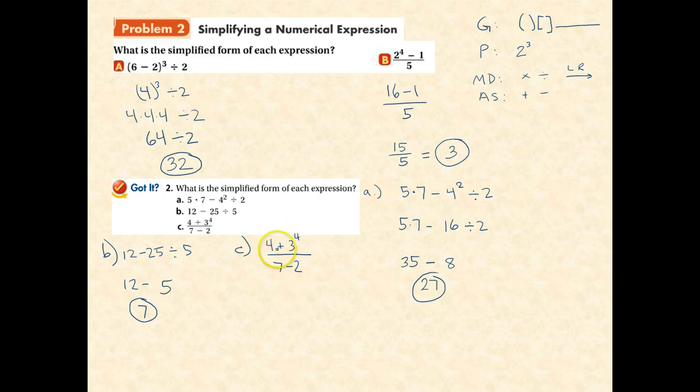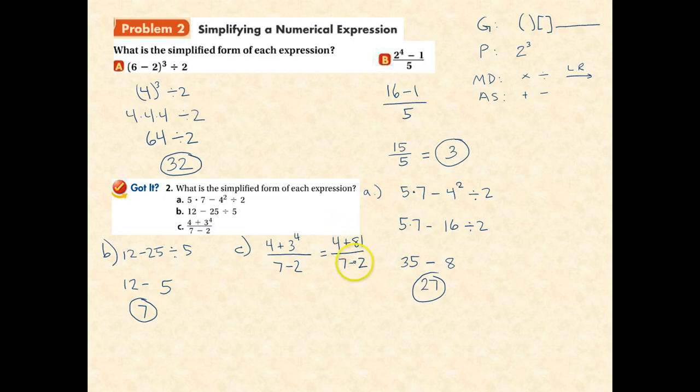Alright, grouping symbols. I have to simplify the top and simplify the bottom before I divide. Simplifying the top, I need to do the power first. 3 to the 4th power, we did that just a minute ago, and we got 81. So we got 4 plus 81 over 7 minus 2.